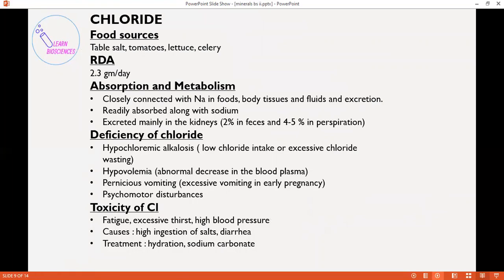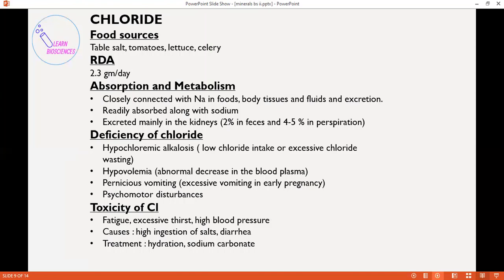Chloride. The food sources for chloride are table salt, tomatoes, lettuce, and celery. The RDA is 2.3 grams per day. Absorption and metabolism is closely connected with sodium in foods, body tissues, and excretion, like 3 sodium out with 1 chloride. Readily absorbed along with sodium, excreted mainly in the kidneys, 2% in feces, and 4 to 5% in perspiration. Deficiency of chloride causes hypochloremic alkalosis.